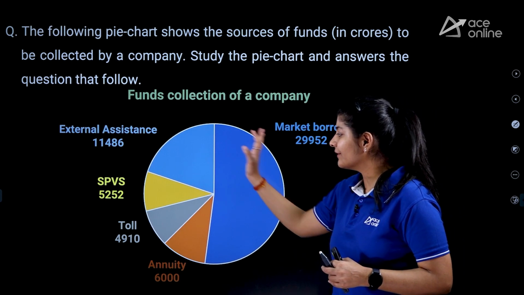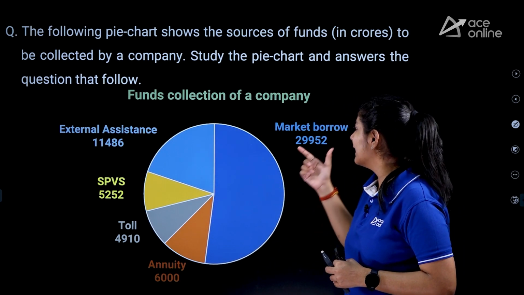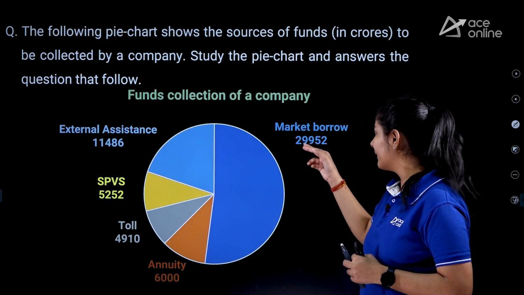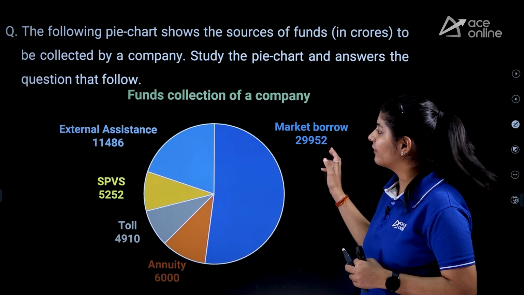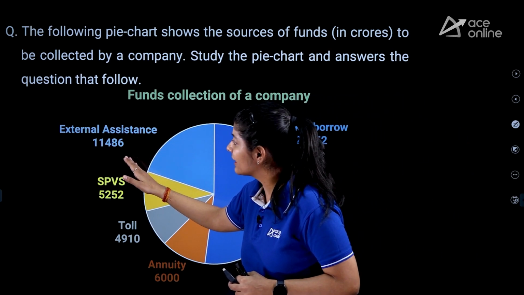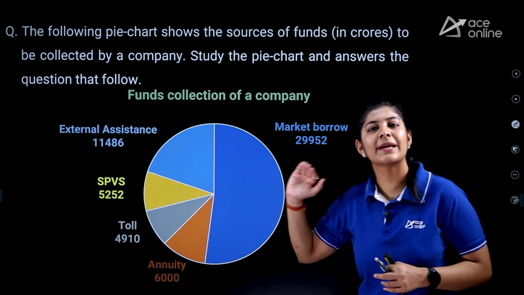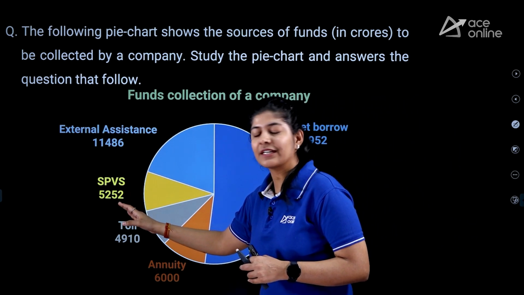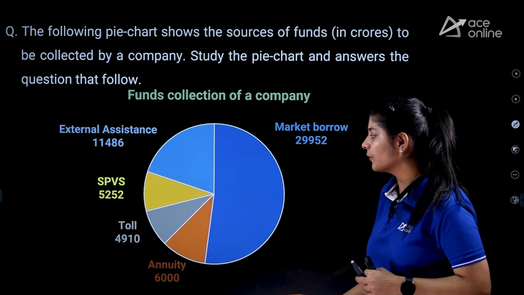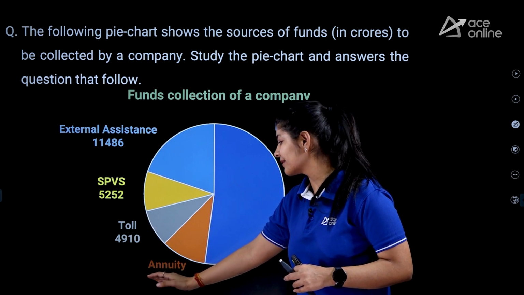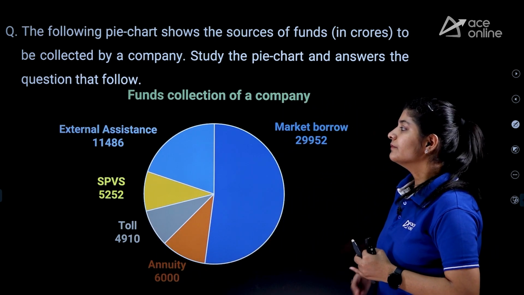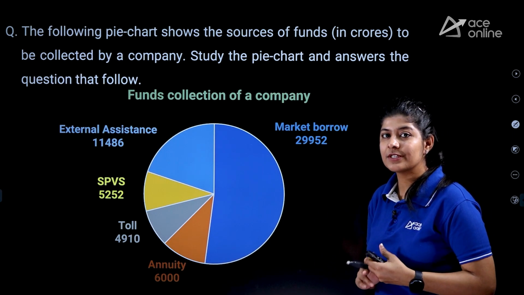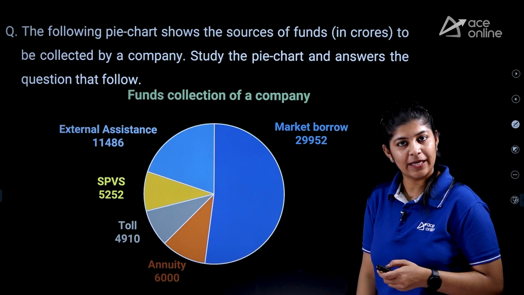So I'm just going to explain this particular chart. Basically, these are all the funds, right? And here we have a few numbers. So this is market borrowing and the number is 29,952. Here we have external assistance. This is nothing but 11,486. This is SPVs, that is 5,252. This is the toll and this is the annuity, right? So we are going to deal with these numbers. So let's start with the questions based on this pie chart, right?